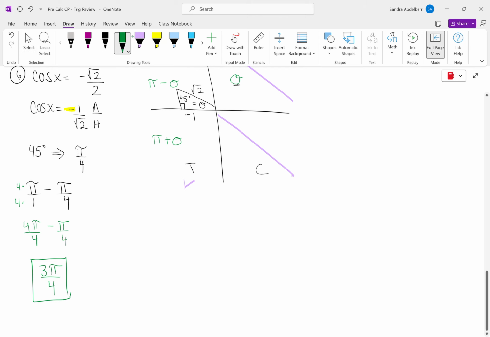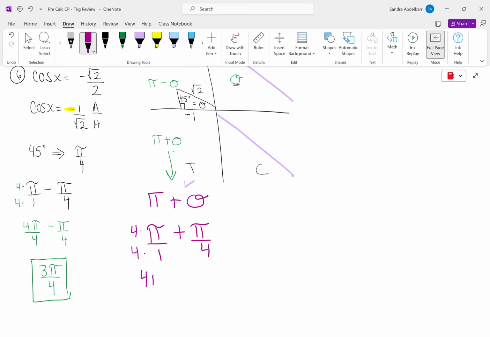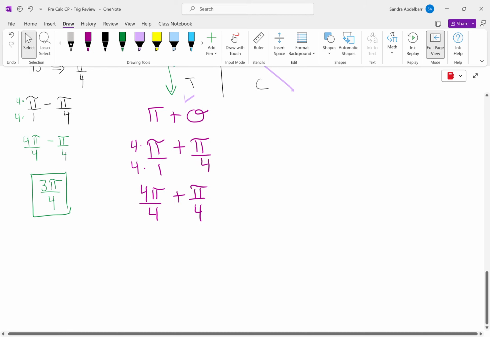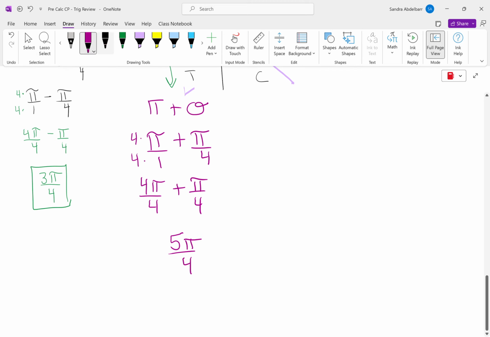And I don't only have one answer. Why? Because I also have another answer in which quadrant? In quadrant 3. So in quadrant 3, we have pi plus theta. So this is going to be pi plus pi over 4. Once again, what do I have to create? A common denominator. Multiply top and bottom by 4. So we get 4 pi over 4 plus pi over 4, which gives us 5 pi over 4. Those are our two answers.